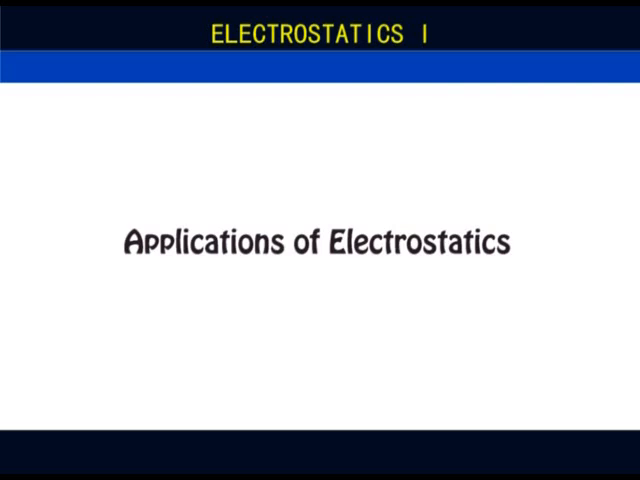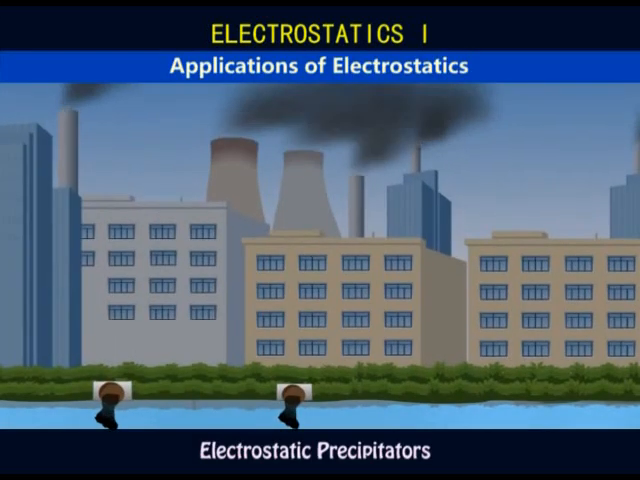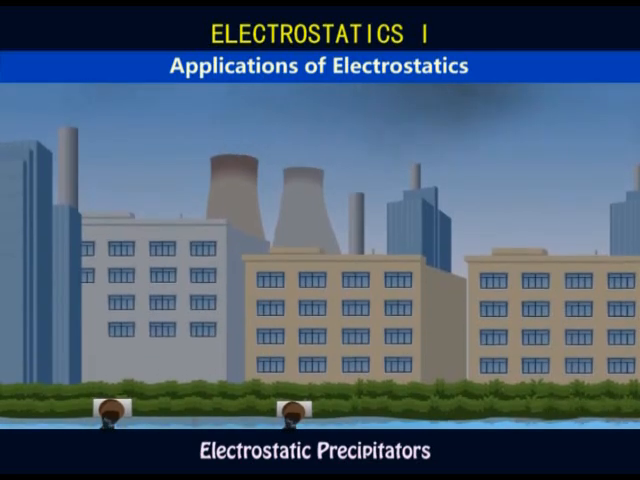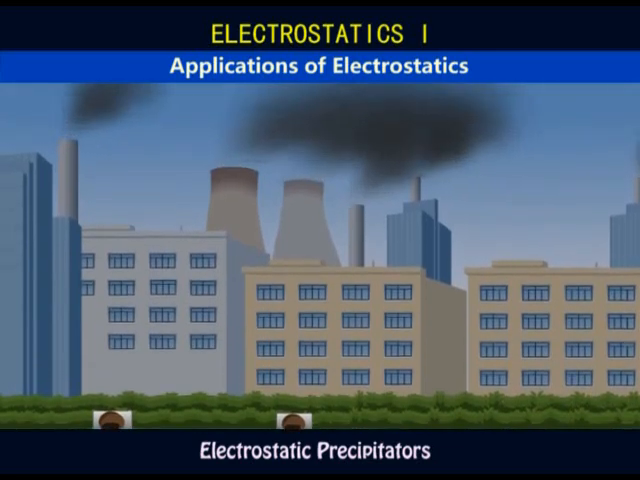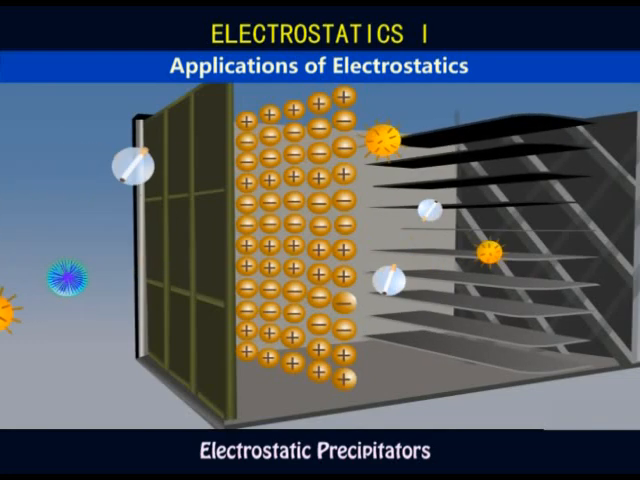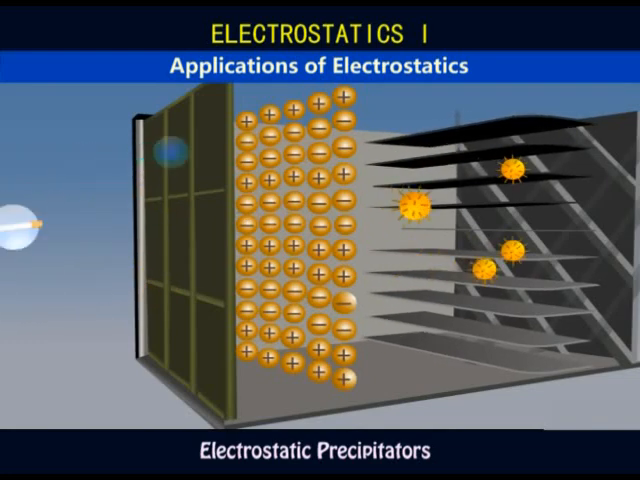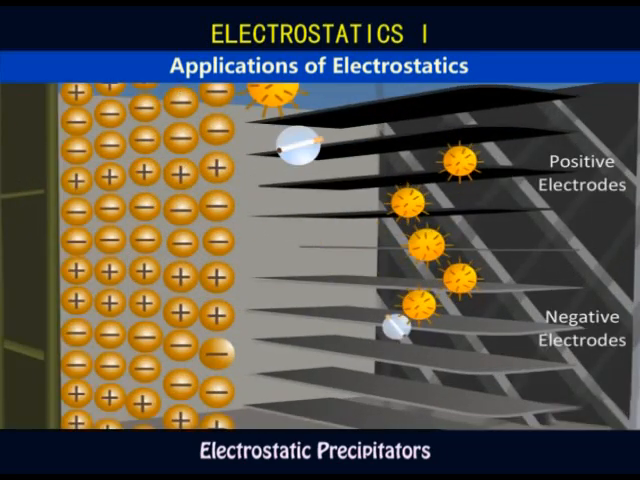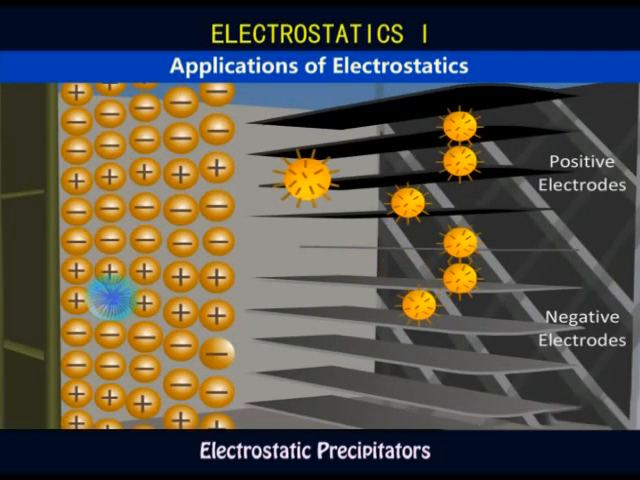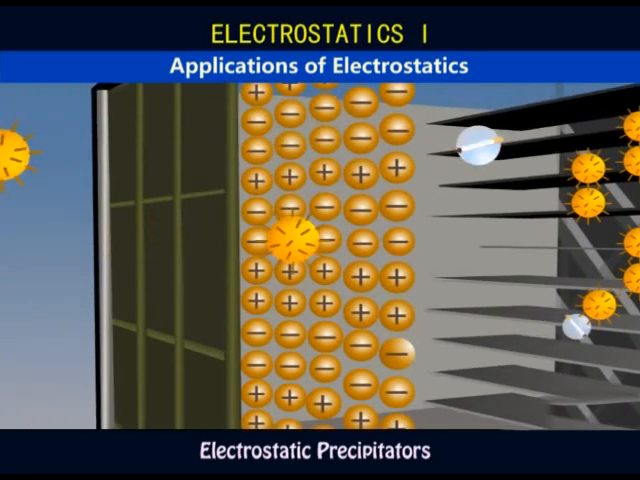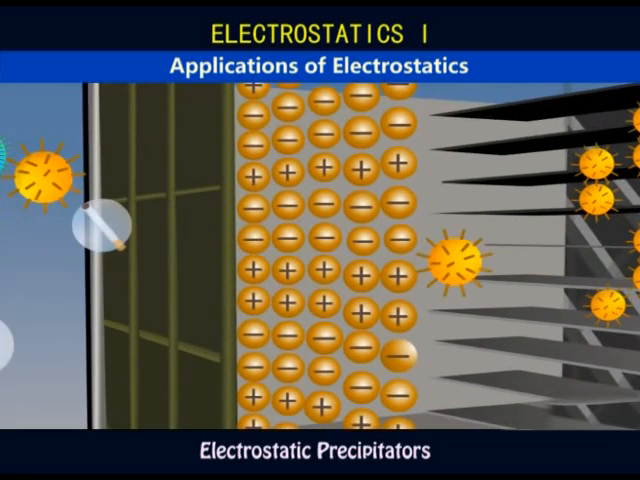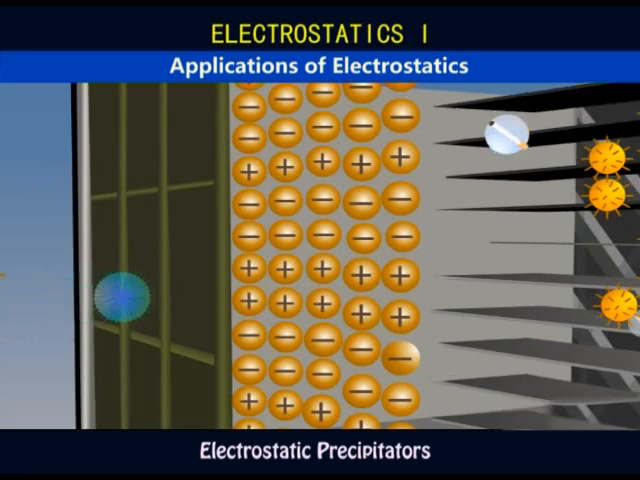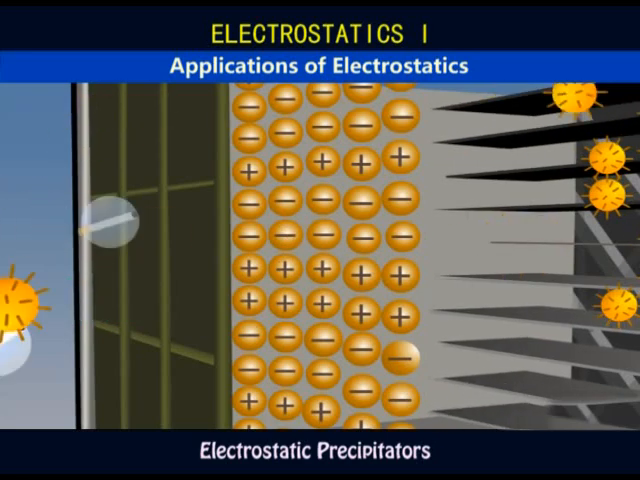And finally, we look at the applications of electrostatics. We start with electrostatic precipitators. The carbon and other dust particles released in the atmosphere from industries are removed by electrostatic precipitators. In this method, two electrodes are fitted against the inside wall of a smokestack. When a high voltage is applied, an electric discharge takes place across the stack, and as a result, air in the stack is ionized.